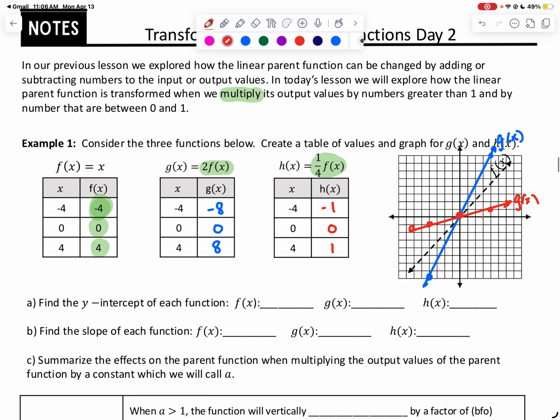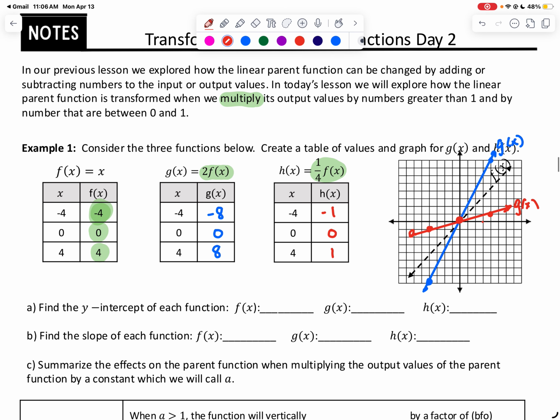So in question A, it says find the y-intercept for each function. So notice the y-intercept stayed at 0 each time. The y-intercept did not change. What did change was our slope. So the slope of our parent function was 1. The slope of g of x was 2, and the slope of h of x was 1/4.